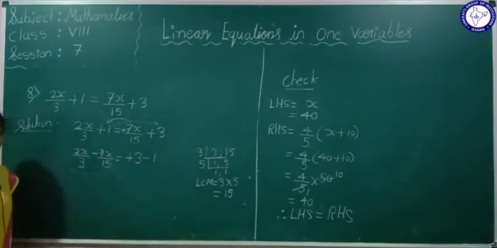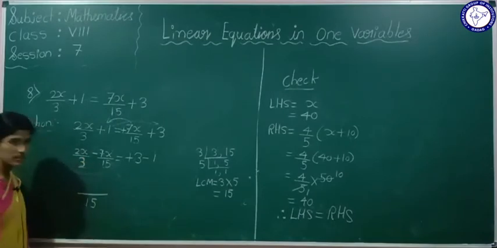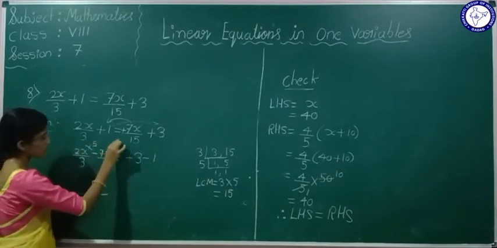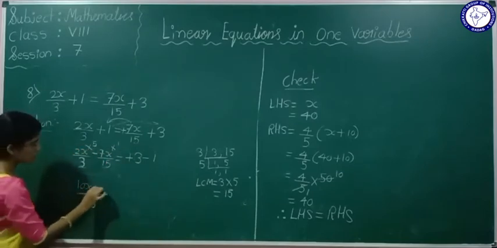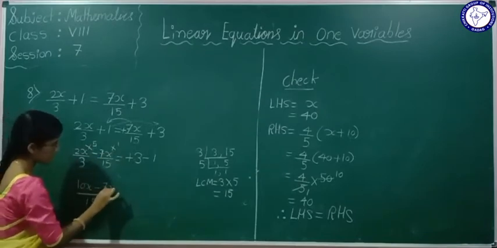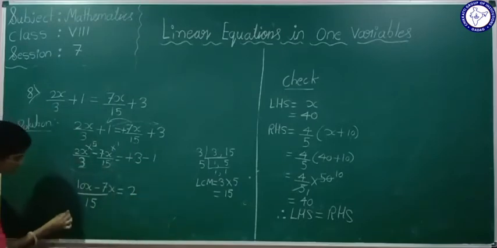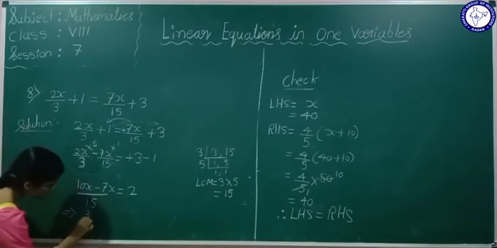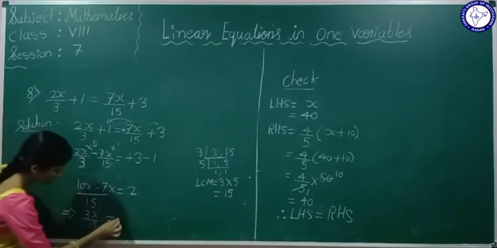You remember, no? In your lower classes you have done such types of problems, right? Now see. What is the LCM? LCM is 15. 3 how much are 15? 3 5s are 15. 15 how much are 15? 15 ones are 15. 2 5s are how much? 2 5s are 10. 10x minus 7x into 1 is 7x is equal to 3 minus 1, which is how much? 2. Good, right? Next here, this implies 10x minus 7x, it is 3x by 15 is equal to 2.